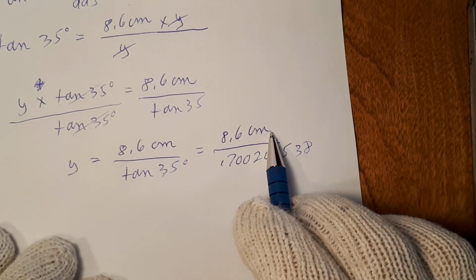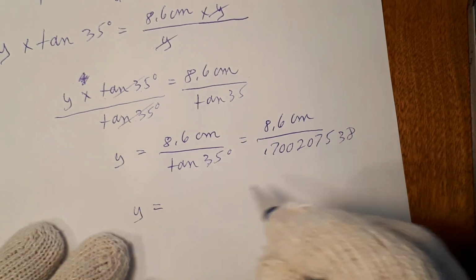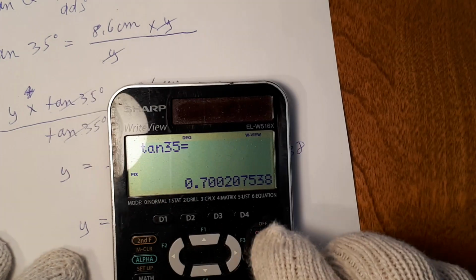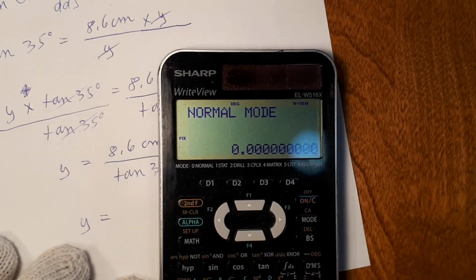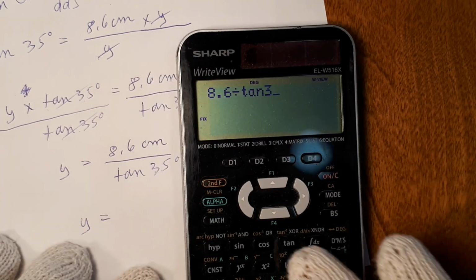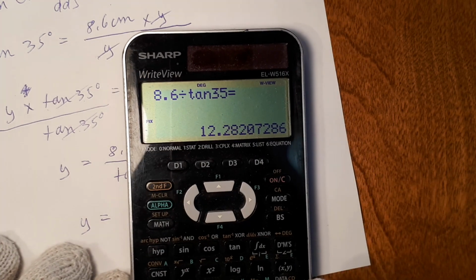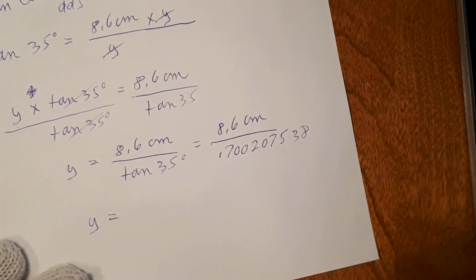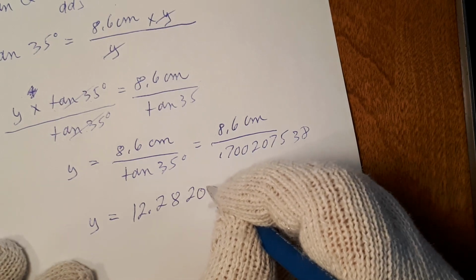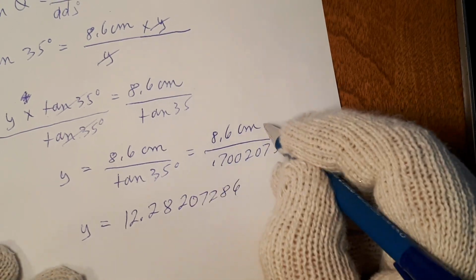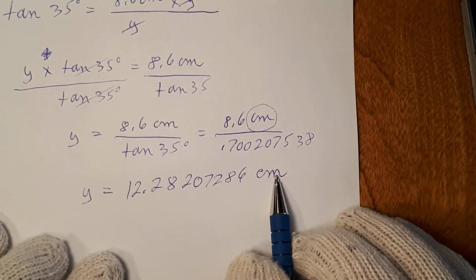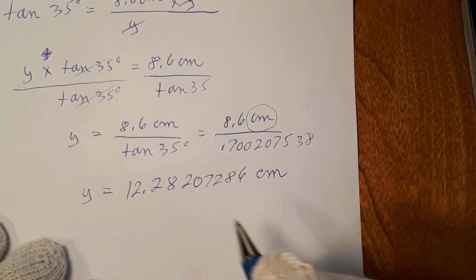And it becomes a dimensionless number, as I mentioned earlier. The only units left then is the centimeters. And for y is equal to, we can take 8.6 and divide it by this value. Doing that again, 8.6 divided by the tan of 35. And the number is 12.28207286. The only unit left over is the centimeter. And that makes sense because we started in centimeters, we should finish in centimeters.